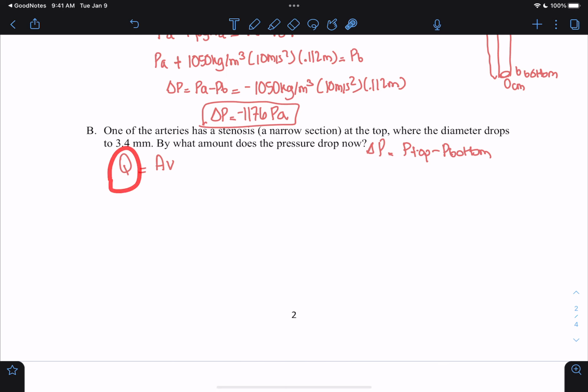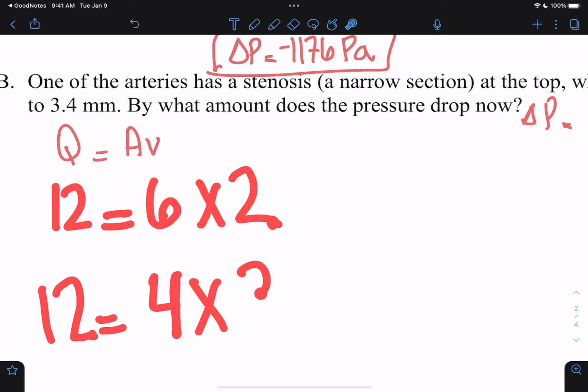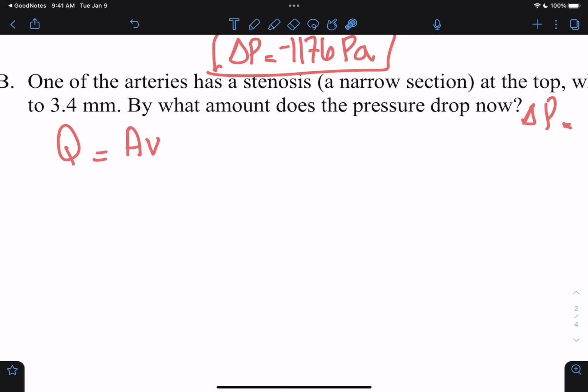So if I go from 6, right, let's say the flow is 12, and my area was 6, then I have to be going at 2 meters per second, for example. Well, what if I drop down the area to 4, and I want to keep that same flow of 12? Then I have to speed up from 2 to 3 meters per second. That way I keep that flow of 12.